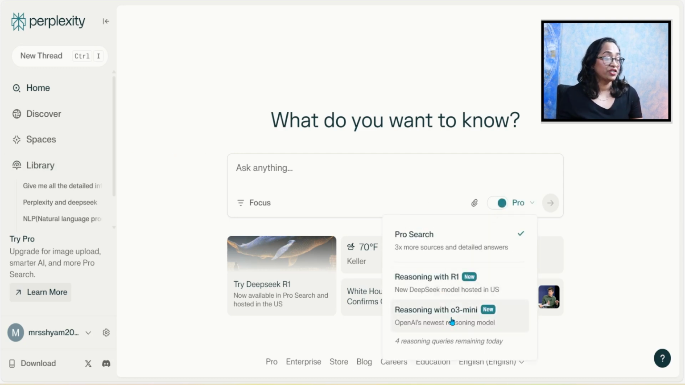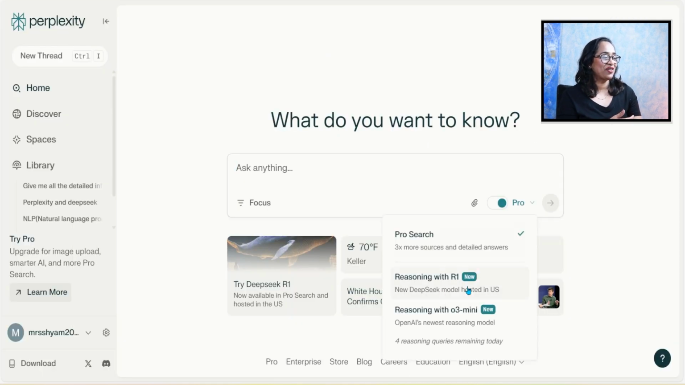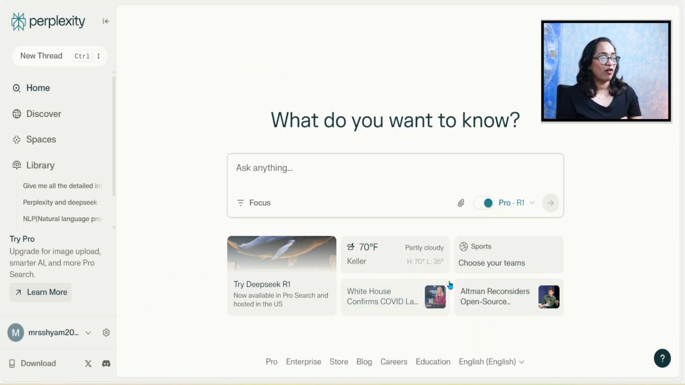Oh, they already integrated O3 Mini. So let's try O3 Mini. Oh, it is not letting me try. That's okay. I'm going to go ahead and use my old friend Deepseek R1.